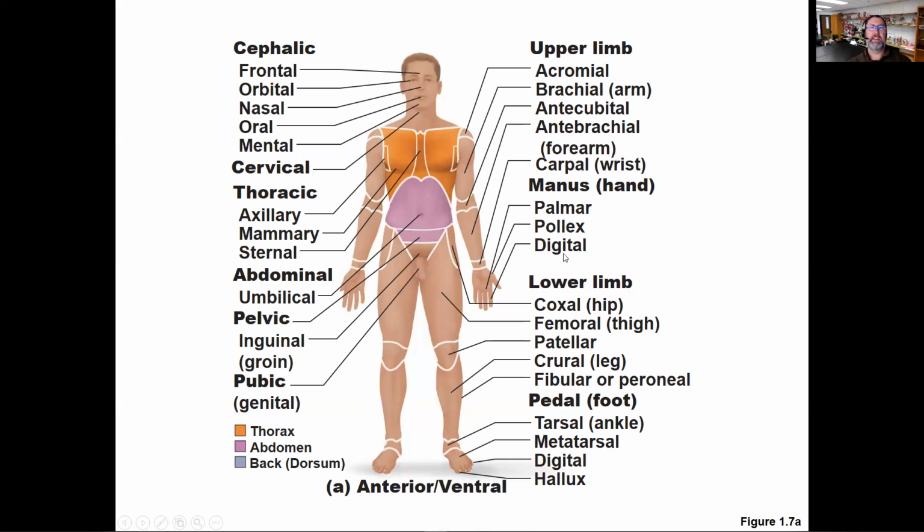Each of our fingers is a digit, so this is a digital region. Our pinky, incidentally, has a name, digiti minimi, so it's the little digit, digiti minimi.